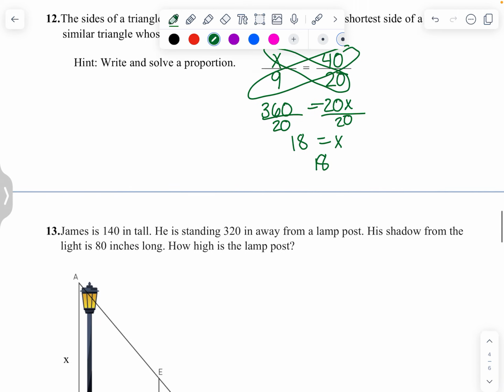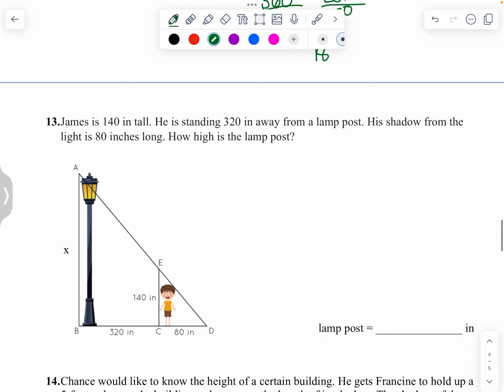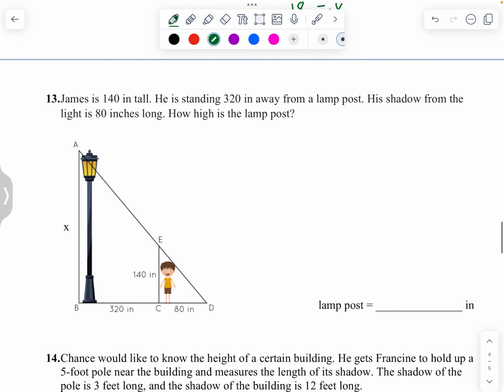All right, let's move on to our next problem. This one's a tricky problem. James is 140 inches tall. He's standing 320 inches away from a lamppost. His shadow from the light is 80 inches long. How high is the lamppost?